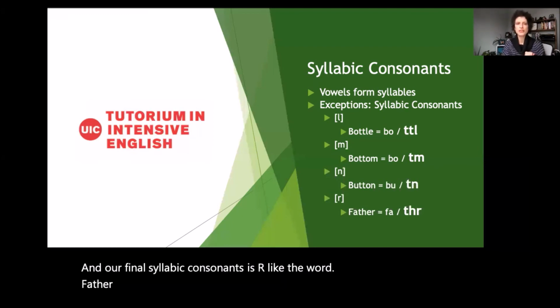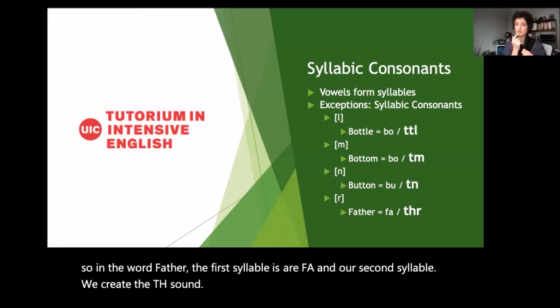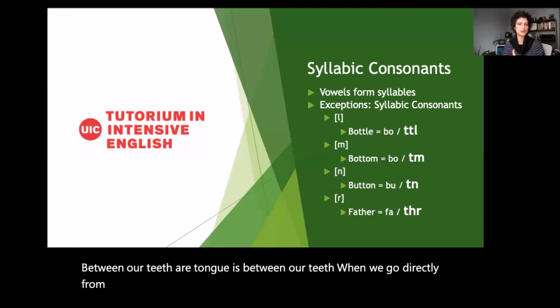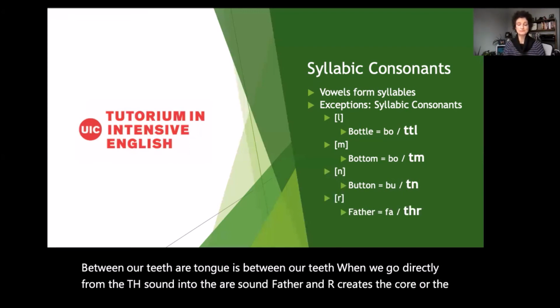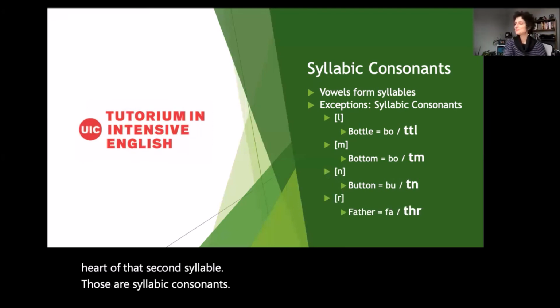So in the word father, the first syllable is our ah, fa, and our second syllable, we create the TH sound between our teeth. Our tongue is between our teeth, and we go directly from the TH sound into the R sound. Father, and R creates the core or the heart of that second syllable. Those are syllabic consonants. Pretty cool.